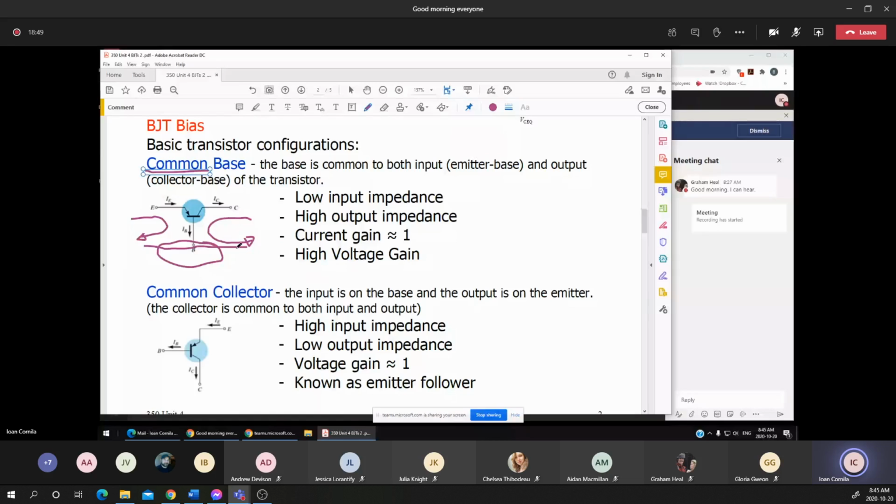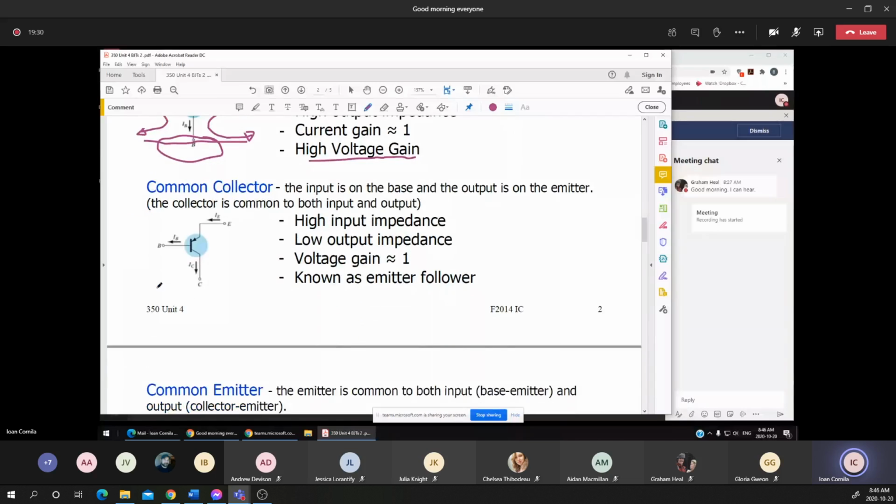Some characteristics. But again, I'm not going into details. I'm just showing some basic characteristics or properties of the common base. You notice that the base is common on the input loop and on the output loop. It has a very low input impedance, very high output impedance. The gain is almost 1. I mentioned that we are making one of the three approximations that the IE is equal to the IC. Means that we are not gaining any current, but we are gaining some voltage. It has a very high voltage gain.